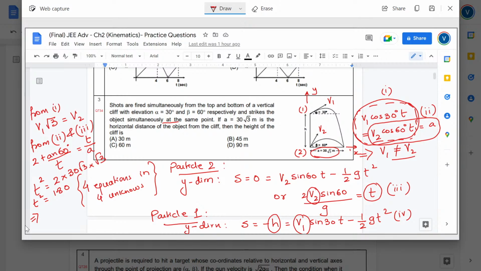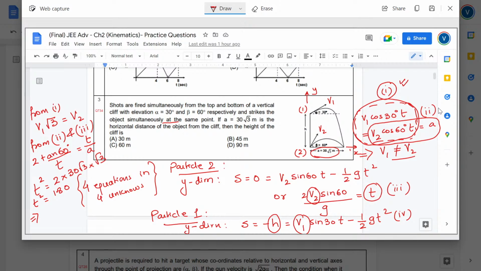So the first relation is, as you rightly pointed out, v1 cos 30 times t, which is the time of flight for the two particles, equals v2 cos 60 into t. So that gives us the relation between v1 and v2. Now from the second one, v2 cos 60 into t equals a, and your other relation, this equation for the particle 2 in the y direction, 2 v2 sin 60 by g equals t.